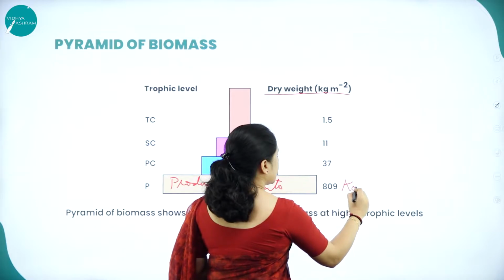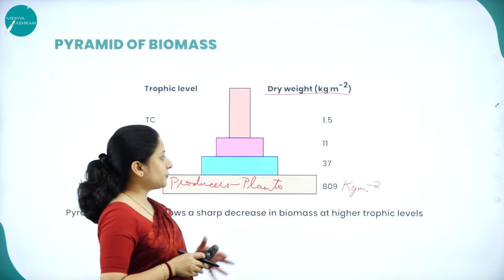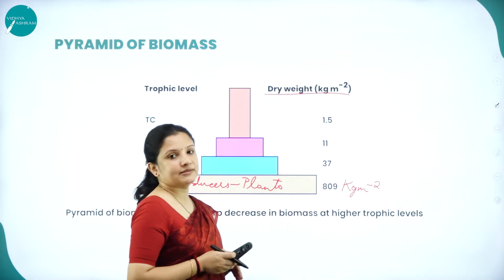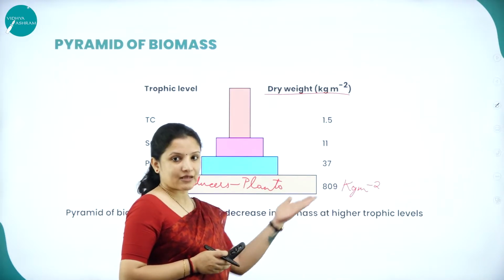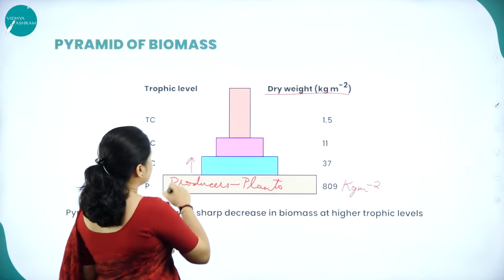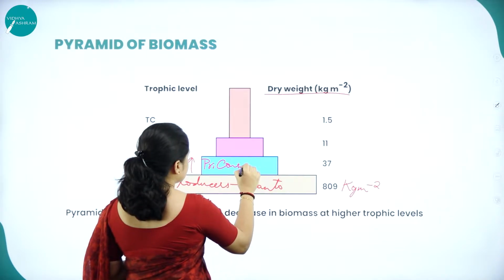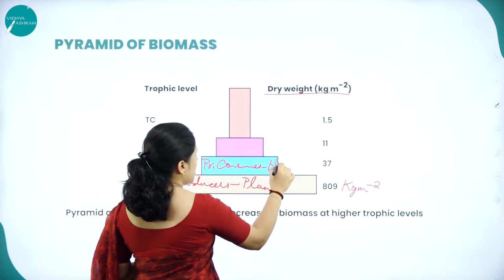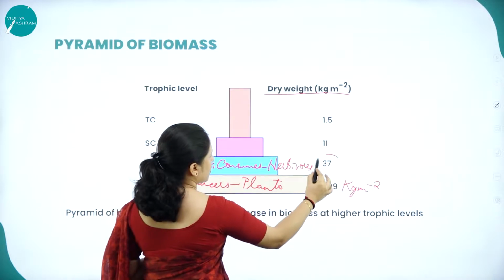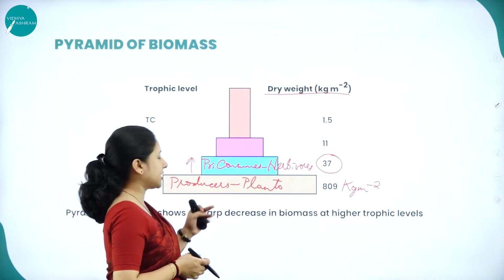So it is 809 kilogram per meter square. Per square meter of area, when you take the weight of the plants that are present there, it will be 809. For example, they have given a number 809. Next, moving on to the next trophic level, the primary consumers, which will be the herbivorous animals. They are lesser in weight because their numbers are also very drastically lesser when compared to that of the producers.